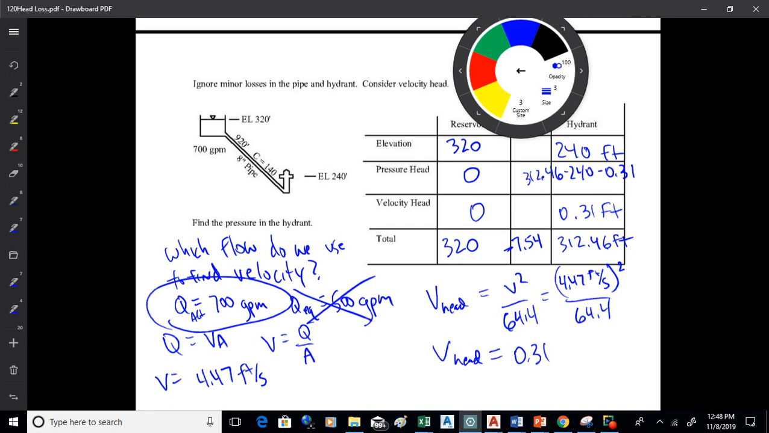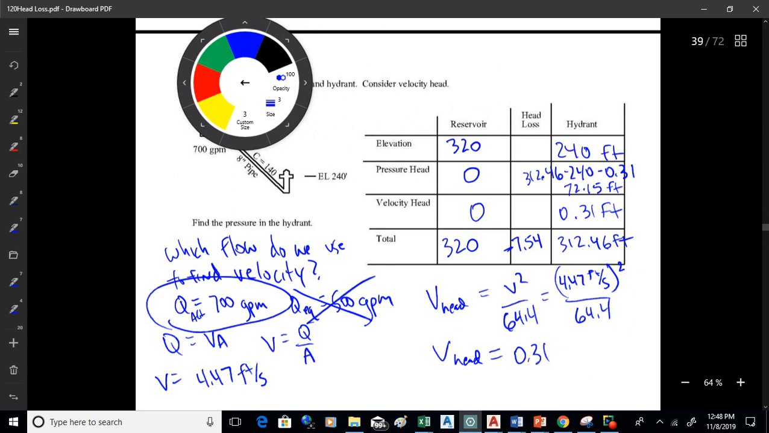Okay, so this is going to be 72.15 feet of pressure head. Okay, and up above it was 72.46. So they're very, very small differences on account of velocity head. So the pressure head for this case will be 72.15. In the example above, it was 72.46. So very small change. Doesn't make much difference.